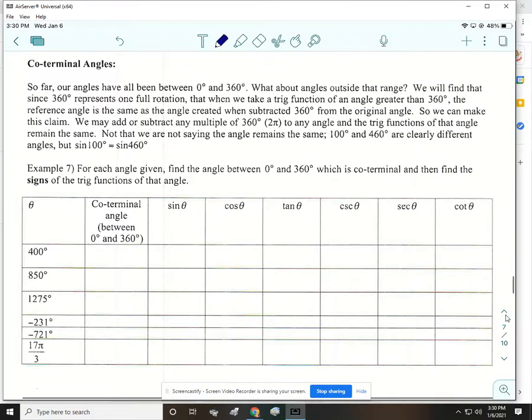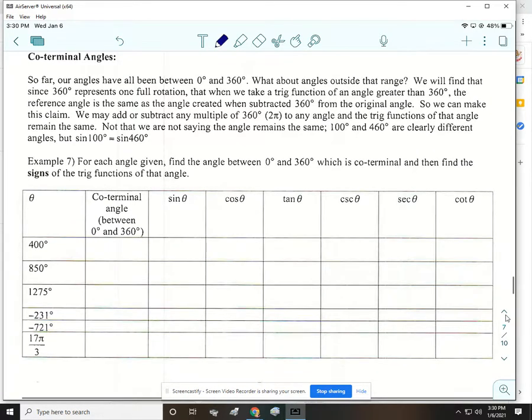So far, all of our angles have been between 0 and 360 degrees, but there are angles that are outside of that range. So we are going to find that a full rotation is 360 degrees, so we can do a full rotation and then a little bit more and create an angle that's greater than 360. We also can have negative angles we haven't talked about in this packet.